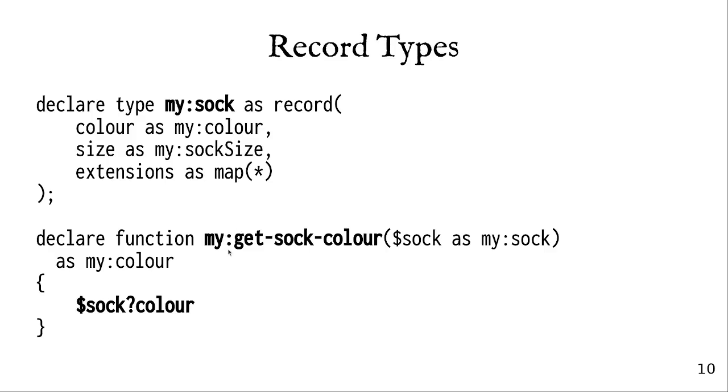So if I declare a function, my:getSockColor, and it takes a sock as argument, and it returns color and $sock?color. Now I can do that reliably because we know that $sock here is one of these records, and we know that it's got a color in it, and it's the right type, so the return value here, color, is correct. And that will often get checked at compile time, particularly with static functions. I've found I often get error messages if I pass the wrong thing in. If I pass a shoe or a helicopter or a pineapple in instead of a sock, then I get an error at compile time.